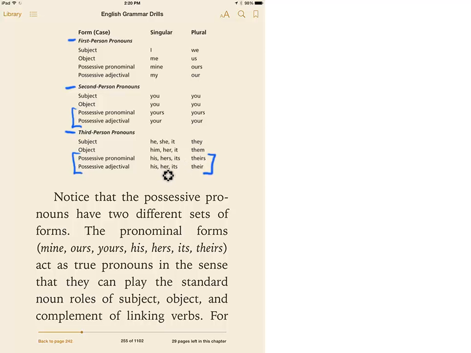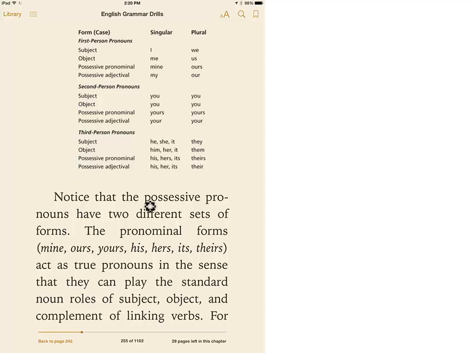You can see that there's a slight difference in some of them. There's no S on this one. There's no S on this one. Same with here. There's no S on the adjective. There's no S in the plural. So you'll get a good idea of what those mean here in a second.